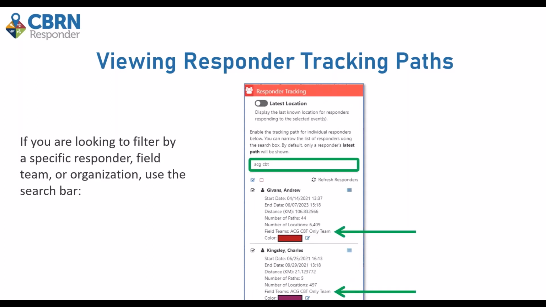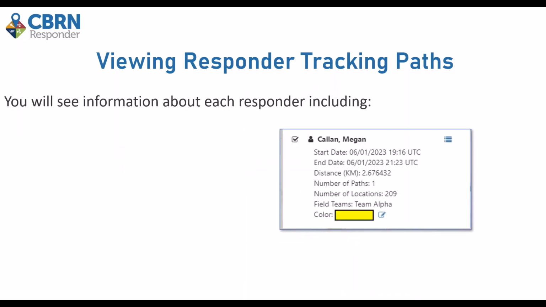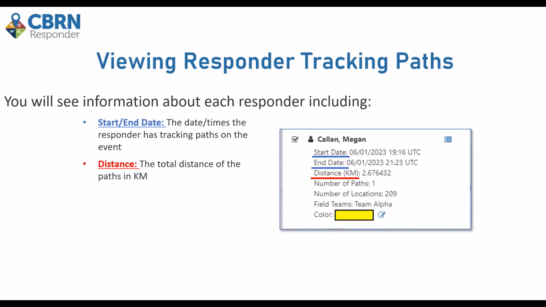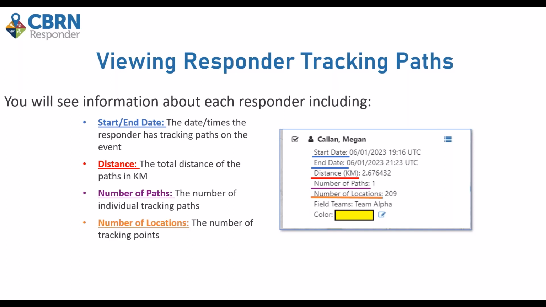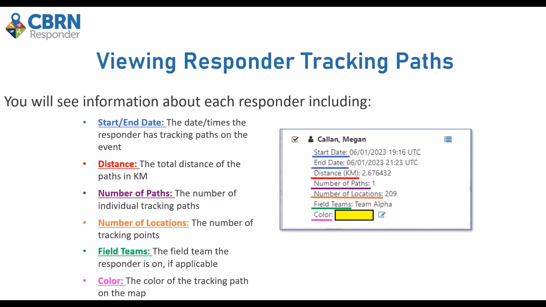If you are looking to filter by a specific responder, field team, or organization, you can use the search bar. For each responder, you are going to see some specific information. You'll see the start and end date of the tracking paths for the event, the total distance of the paths that they have traveled in kilometers, the number of individual tracking paths, the total number of locations, which are those individual tracking points, if they were associated with a field team, and then the color of the tracking path for this user on the map.